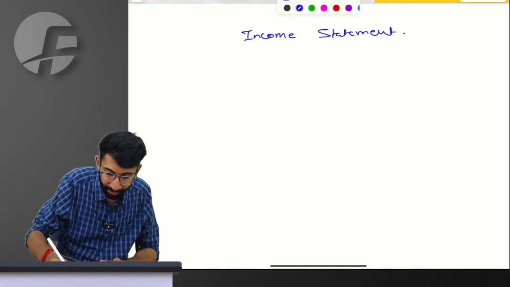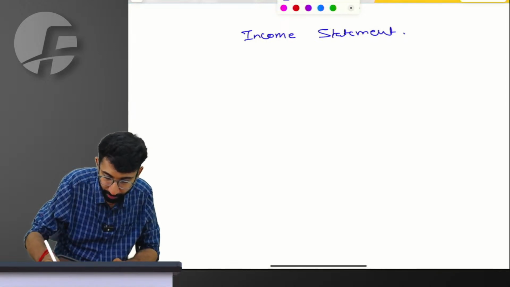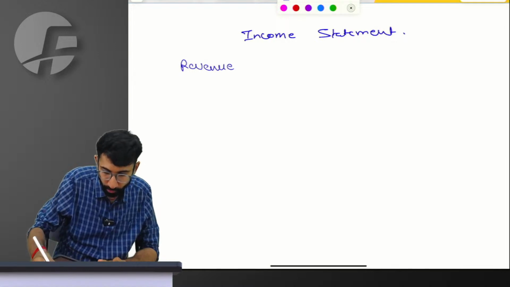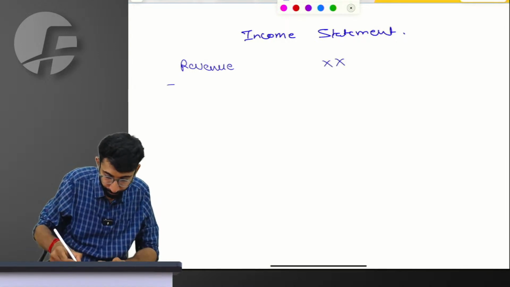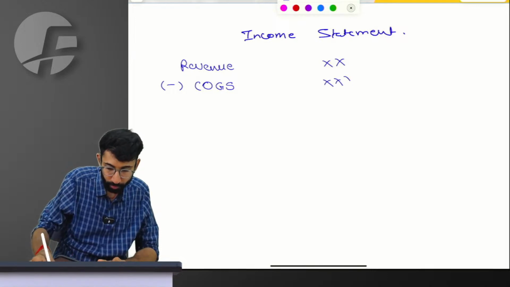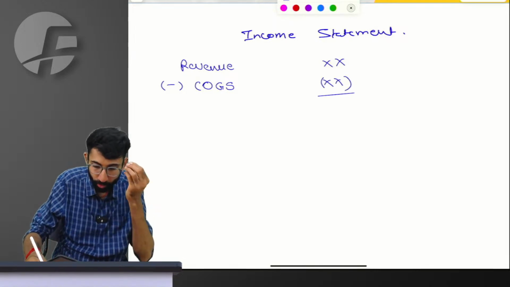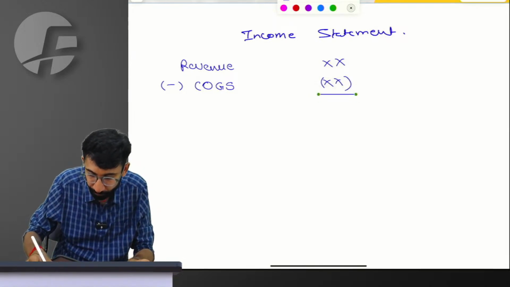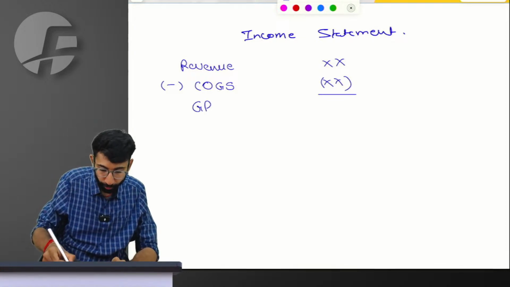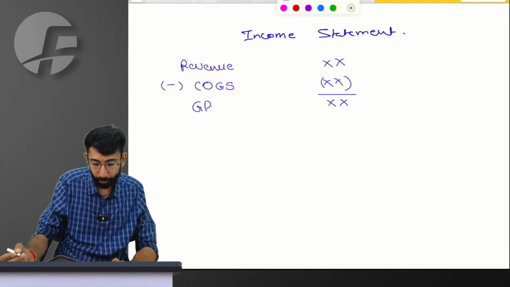The basic format needed for AFM for income statement is like this. Sir, you have revenue minus COGS. Follow me, as in you don't have to follow me, you have to rather lead me. All these things must be clear to you from C enter. What you get is gross profit.